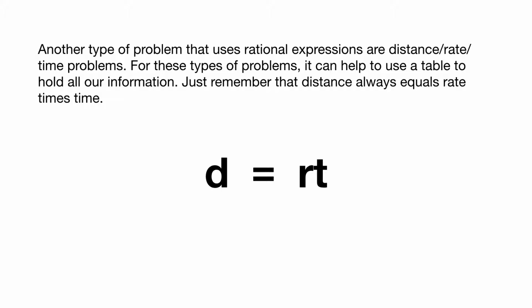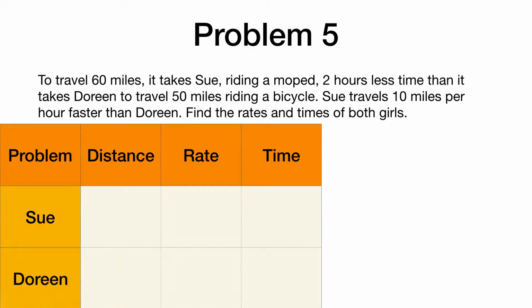All right. Another type of problem that uses rational expressions are distance, rate, and time problems. For those type of problems, it can help to use a table to hold all our information. Just remember that distance always equals rate times time, which also means the distance over rate is equal to time. Let's look at an example problem.